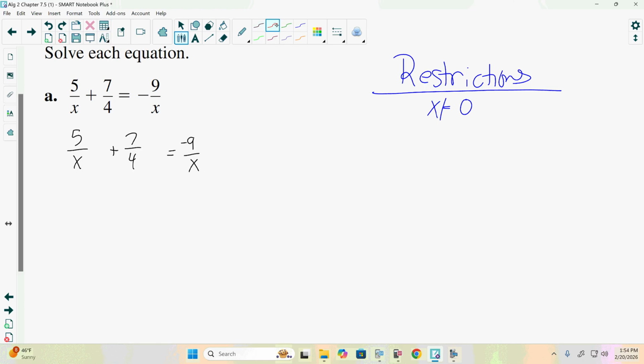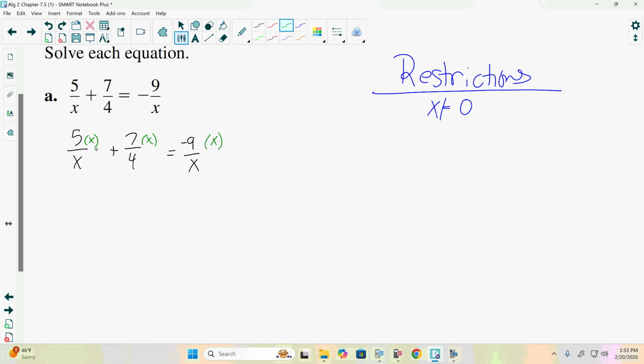Give myself a little more space. Now we need to figure out what we need to multiply through by to get those fractions to go away. What's something we can multiply by? What do you think? Take a guess. Yeah. Because since we do have that 1x on bottom, we can multiply through by x.